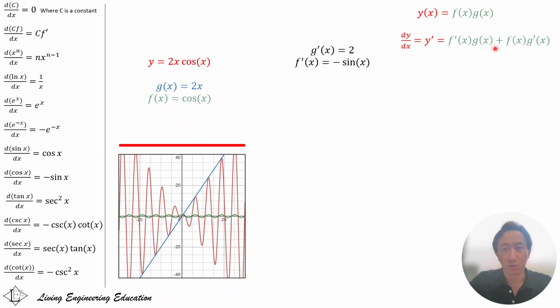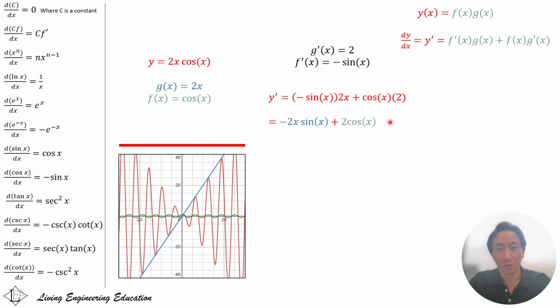So then we plug it into this formula. F prime is negative sine x times g of x, which is just 2x, plus f of x, which is cosine x, times g prime of x, which is just 2, right? So there's my f prime, there's my g, there's my f, and there's my g prime. If we expand it, we get negative 2x sine x plus 2 cosine x.